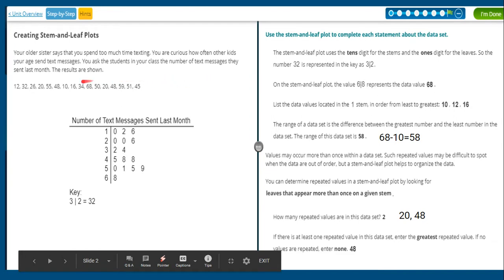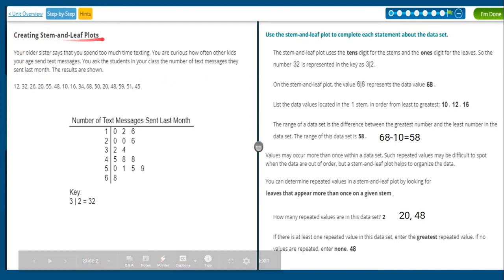So let's start over here with the problem. It says creating stem and leaf plots. So your older sister says that you spend too much time texting. You are curious how often other kids your age send text messages. You ask the students in your class the number of text messages they sent last month, and the results are shown. So here are all of the results that you asked from your classmates.